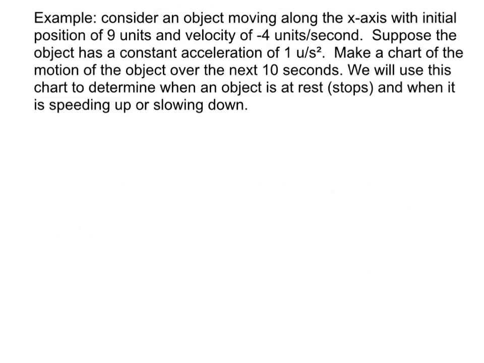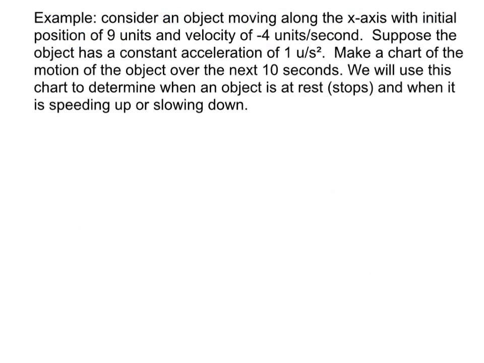The example we're about to do is an oversimplification of things. You're generally never going to be asked to do a problem like this, but going through this example will give us a chance to see some relationships come up. So here we go. I want to consider an object that's moving along the x-axis. It has an initial position of 9 units and an initial velocity of -4 units per second. Now suppose that object has a constant acceleration of 1 unit per second squared.